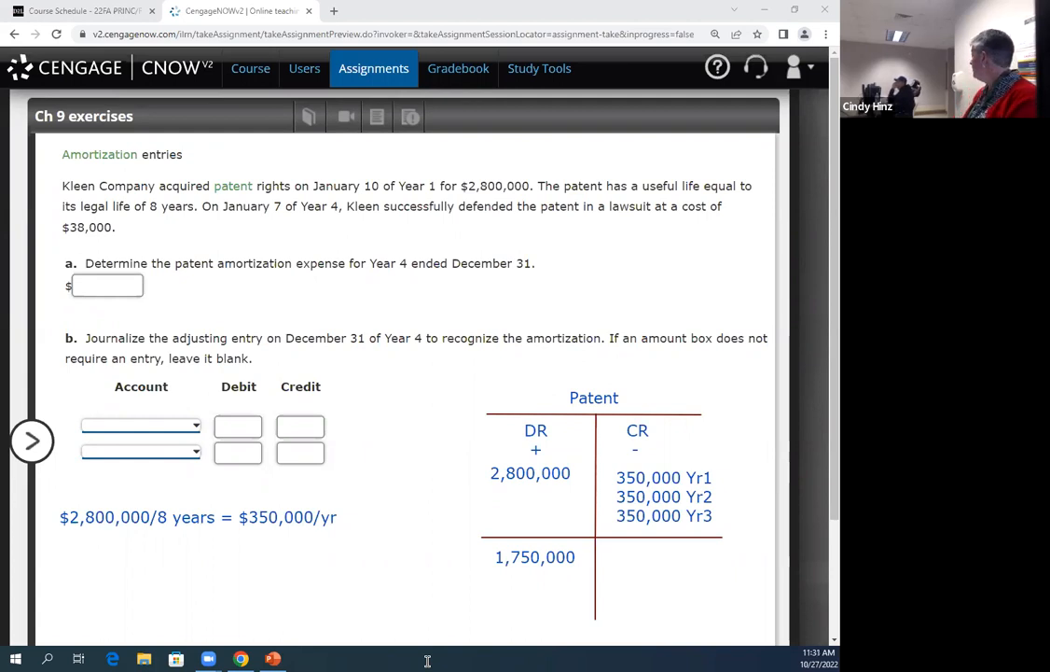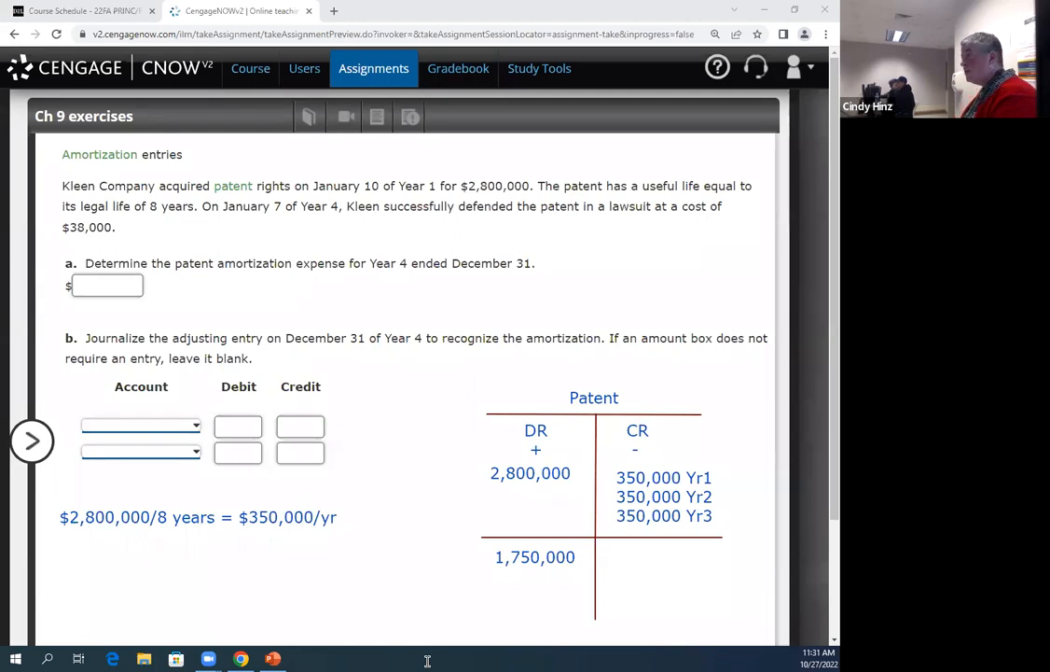Make sense so far? Just like straight line depreciation, except we don't have that contra asset account. What does that last sentence say though? On January 7th of year 4, again, first half of the first month of the year, Clean successfully defended the patent in a lawsuit at a cost of $38,000.